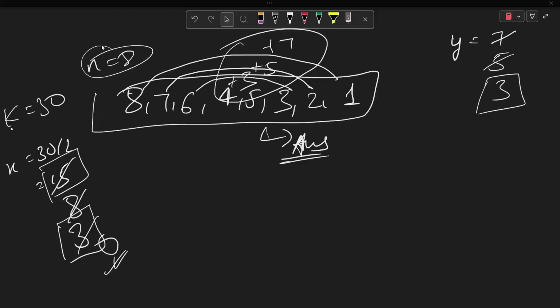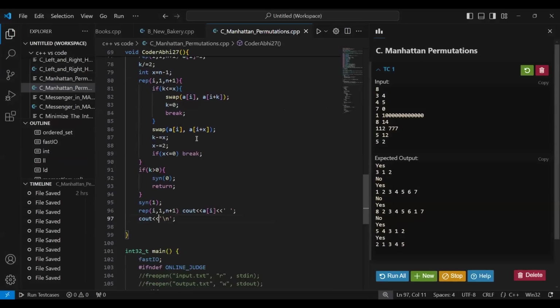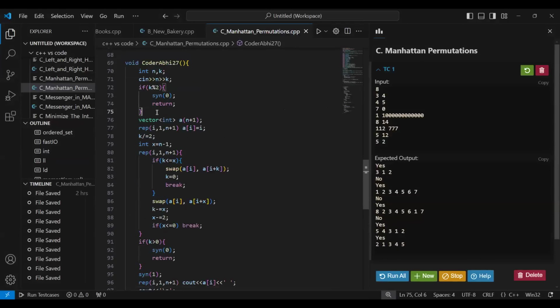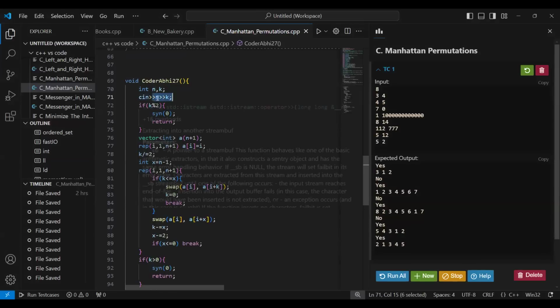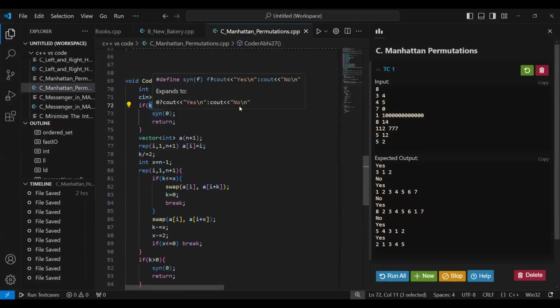Okay, so now we are going to look at the code. The first thing I told, we took the input n and k. If k was odd, we directly printed no. So this is just cout no. You can assume it as cout no only. Ignore this. This is cout no. So we just did cout no and returned.